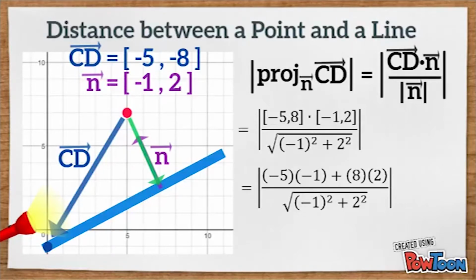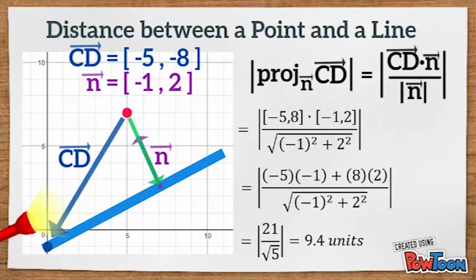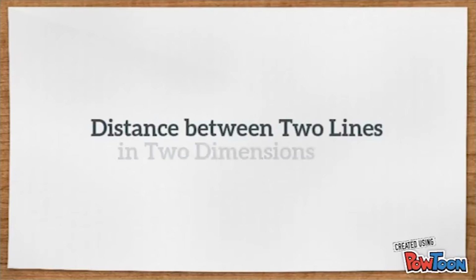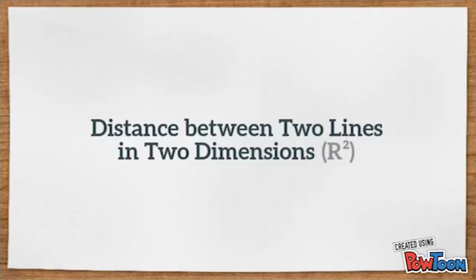Solving this, we would get 21 over the square root of 5. So in decimal form, the distance between the point C and line L is approximately 9.4 units. Moving on, let's now look at the distance between two lines in two dimensions, also known as R2.